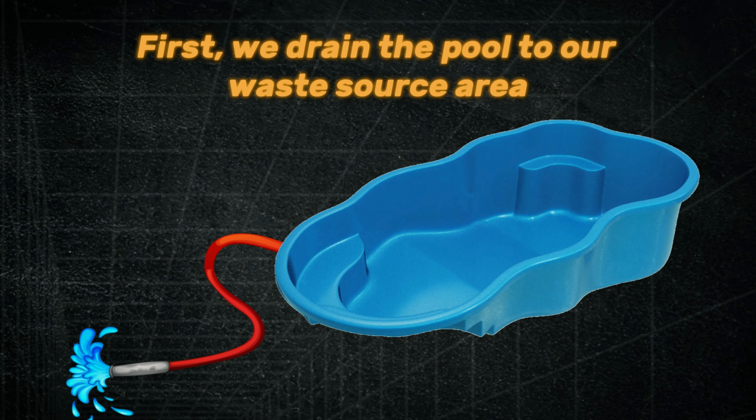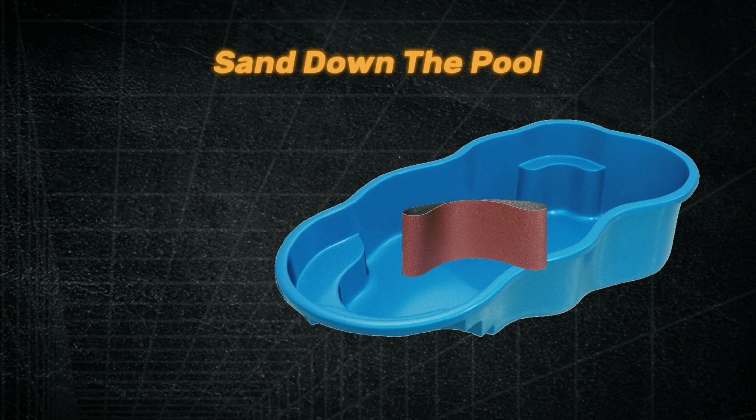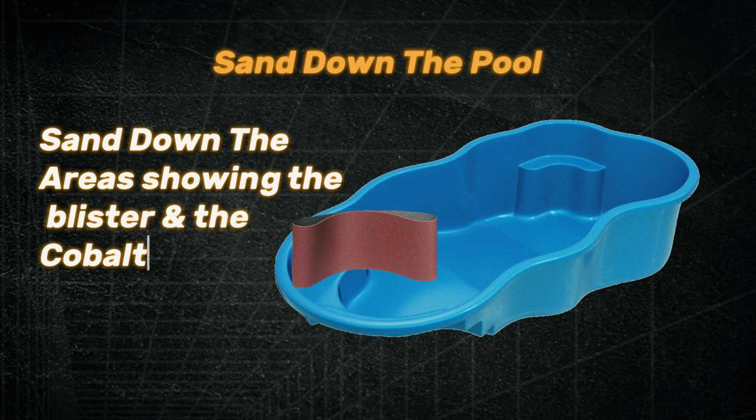Now, for us to properly fix all these things, all of them fall under the same scope of how to properly prepare. First, we drain the pool to a waste source area, with proper water balancing so our pool doesn't pop out of the ground from hydrostatic pressure, which would be another video down the road. In order to properly maintain everything, we need to drain the pool and sand down all the exposed areas, which primarily are the areas showing the blisters and the cobalt the most.